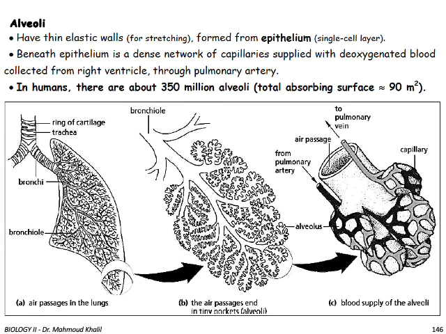So you can see from figure A the structure of one lung, and when we enlarge a part of the lung, you can see that the air passage ends in tiny pockets, which are the alveoli. Enlarging more the structure of one alveolus, you can see the blood supply: the blood comes from the pulmonary artery, the oxygen-poor blood, and soon after oxygenation it is collected to pass through the pulmonary vein.